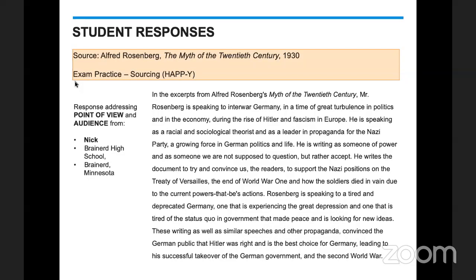Rosenberg is speaking to a tired and depreciated Germany, one that is experiencing the Great Depression and one that is tired of the status quo and government that made peace and is looking for new ideas. These writings, as well as similar speeches and other propaganda, convinced the German public that Hitler was right and was the best choice for Germany, leading to his successful takeover of the German government. So really, really rich response for point of view and for audience from Nick in Brainerd.